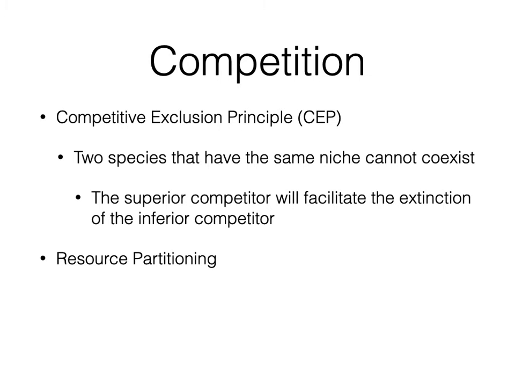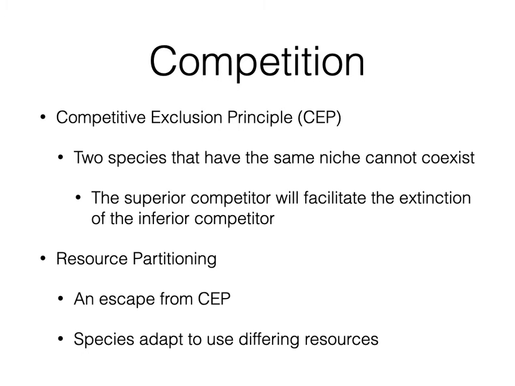And so there are lots of examples of species that have very similar niches and are competing. But resource partitioning is a way for those two species to coexist. And what happens in this case is that it's an escape from the competitive exclusion principle, in which species adapt slightly different resources or slightly different roles or slightly different behaviors that allows them to coexist in the same habitat and closely with other organisms without going extinct.